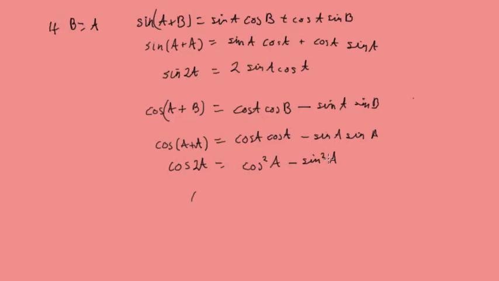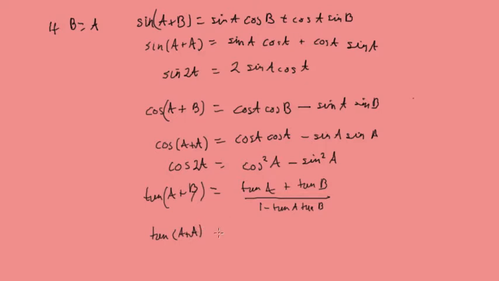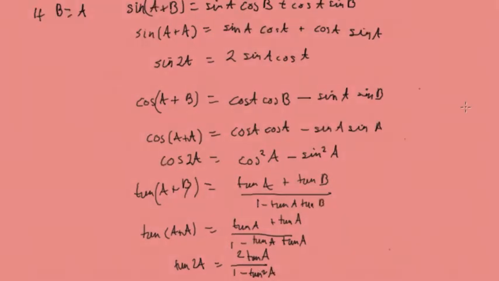Likewise for tan, we had tan A plus B was equal to tan A plus tan B over 1 minus tan A tan B, and then if we have tan A plus A, we get tan A plus tan A over 1 minus tan A tan A. So tan 2A gives us 2 tan A over 1 minus tan squared A. So put together, these are what we know as the double angle formulae.